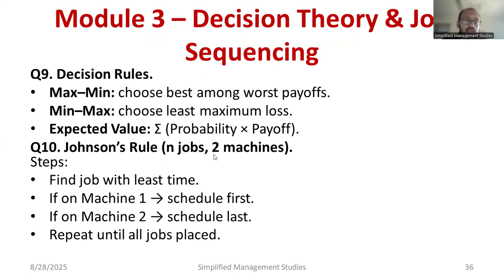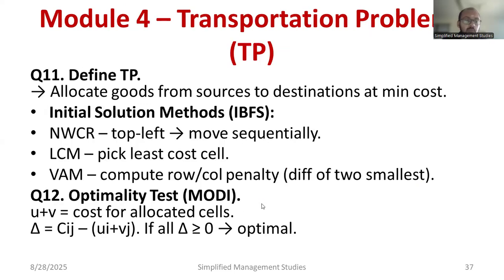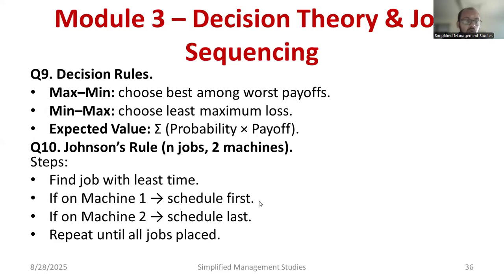What is Johnson's rule? N jobs and 2 machines. Steps: find the job with the least time. If it is on machine 1, it is scheduled first. If it is on machine 2, it is scheduled last. This algorithm you have to remember. Repeat until all the jobs are placed. This rule is known as Johnson's rule.